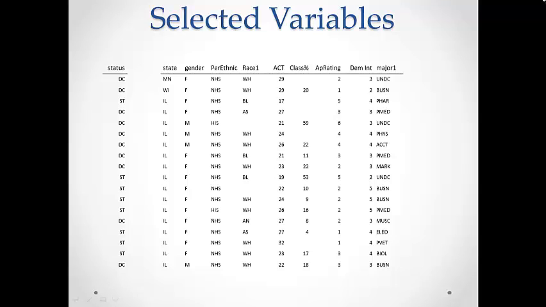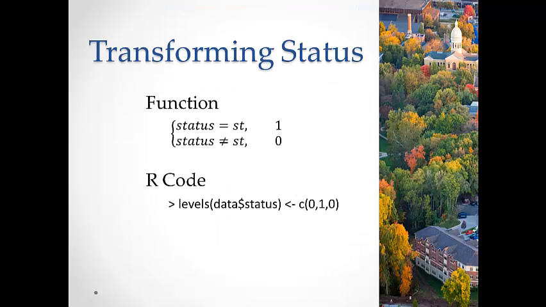You can see here our new data set with the independent and dependent variables. There's still some work to be done on it though. We want status to end up as a binary variable, and then there are some blank values in the dependent data that we have to fill in. This is the function we're going to use to transform status. Anything equal to ST we will code as a 1, and everything else we will code as a 0. At the bottom is the R code that we use to perform this transformation.